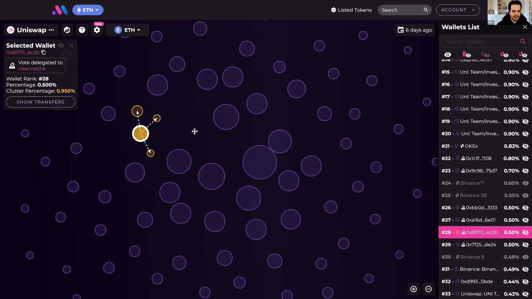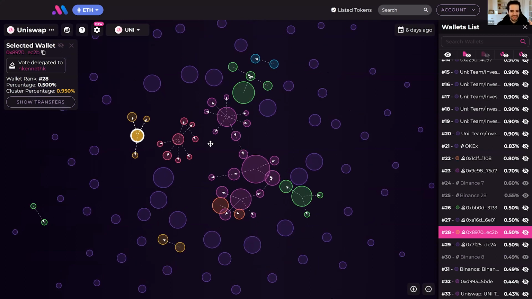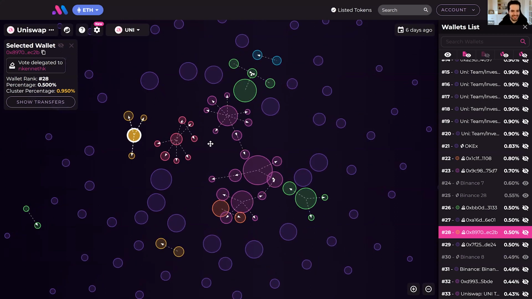If you only look at the Ethereum connections, it looks very good. It looks like there is no conglomerate of wallets. It looks well distributed, which is what you want to see for a decentralized DAO. But when you look at the Uni transfers between the holders of Uni, this is where it gets juicy, right? You have a little bit more connections here, a little bit more to unravel.